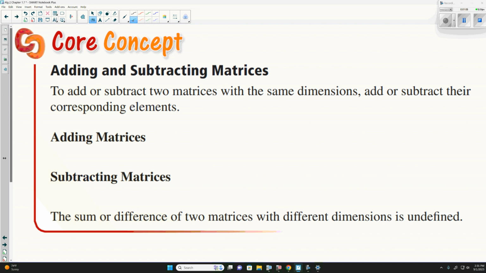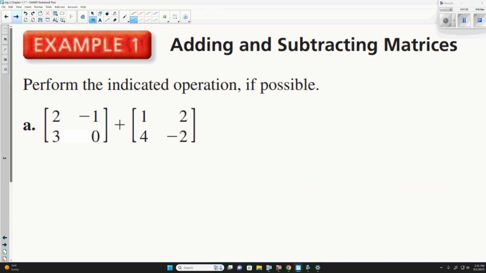We ready for this challenging section? We're going to add and subtract matrices to start with. To add or subtract two matrices with the same dimensions, add or subtract the corresponding elements. The sum or difference of two matrices with different dimensions is undefined or not possible. Okay, we ready for this? So these two matrices are both 2 by 2, yes? 2 rows, 2 columns.